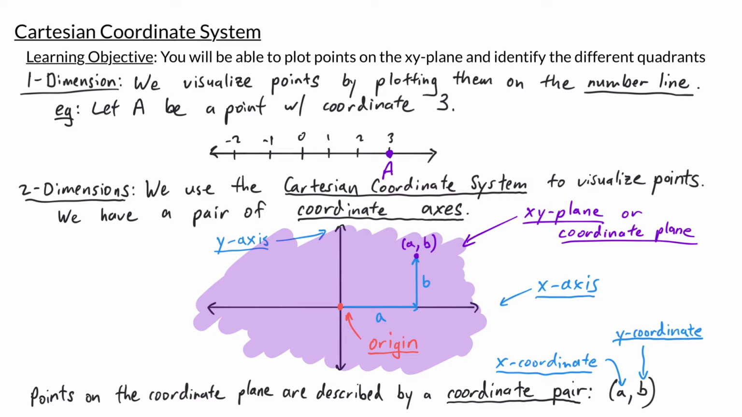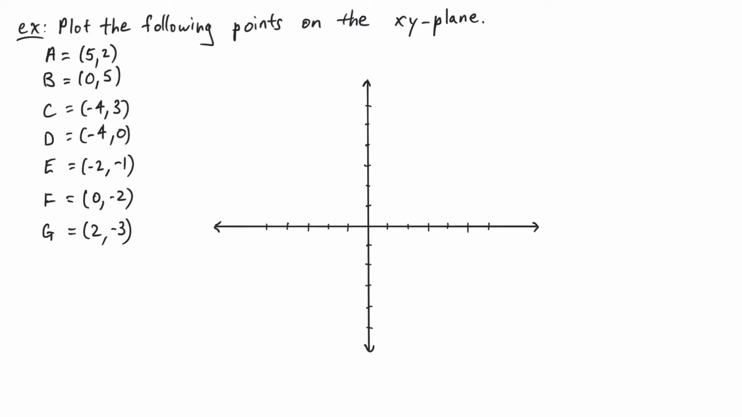So now let's get some practice plotting some points on the xy plane. So in this example, we're asked to plot the following points on the xy plane. A with the coordinates (5, 2), B with coordinates (0, 5), C with coordinates (-4, 3), D with coordinates (-4, 0), E with coordinates (-2, -1), F with coordinates (0, -2), and then G with coordinates (2, -3).